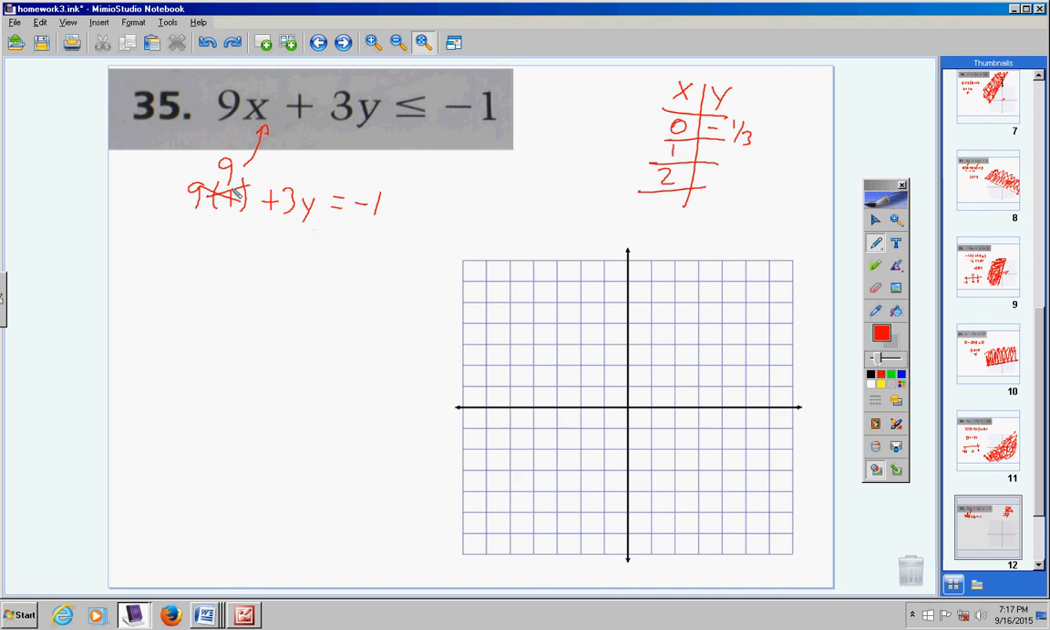So 9 times 1 is 9. Now bring your 9 over, make it a negative 9. So you're left with 3y equals negative 10. Okay? Now divide both sides by 3. And of course a negative divided by a positive is a negative, and 10 divided by 3 is 3 1/3. So next is negative 3 1/3. Now if my pattern's correct, the next number is going to be negative 6 1/3. Let's see, where the x is, I'm going to substitute 2.